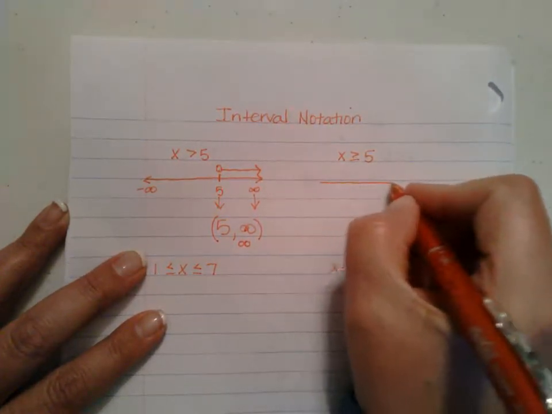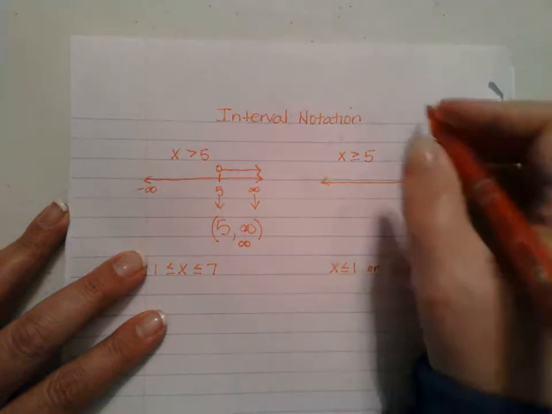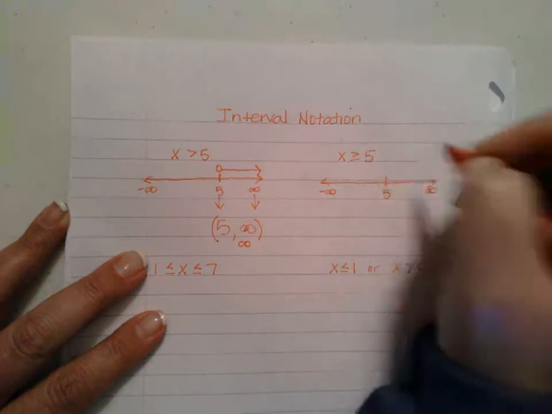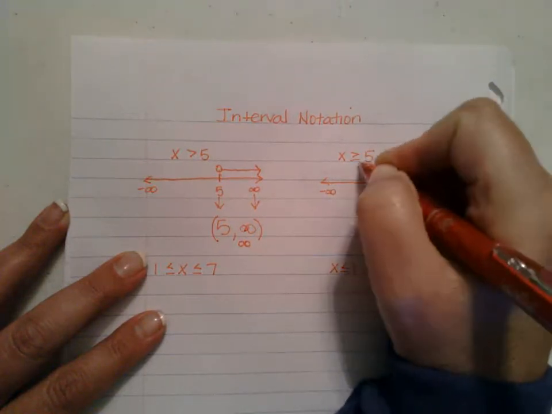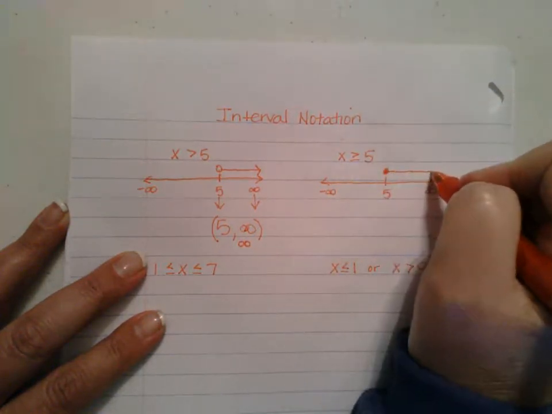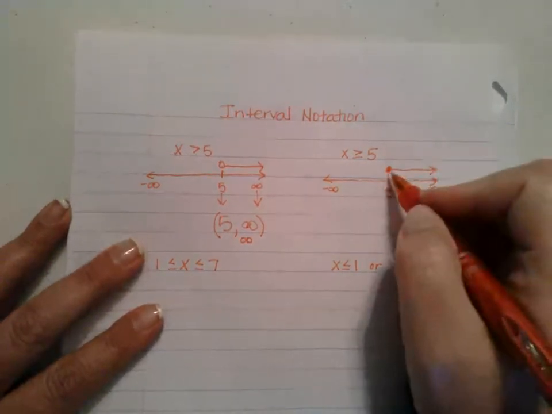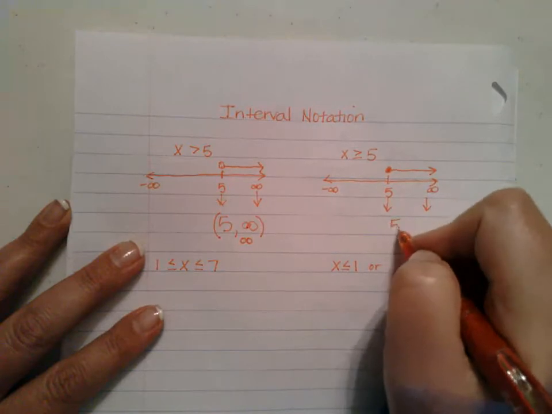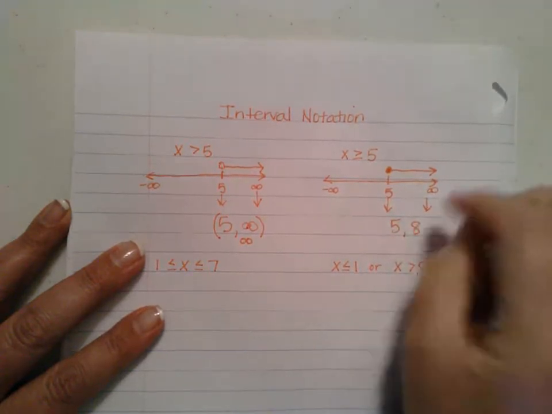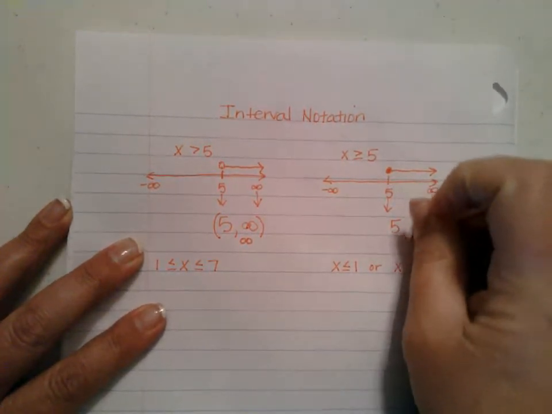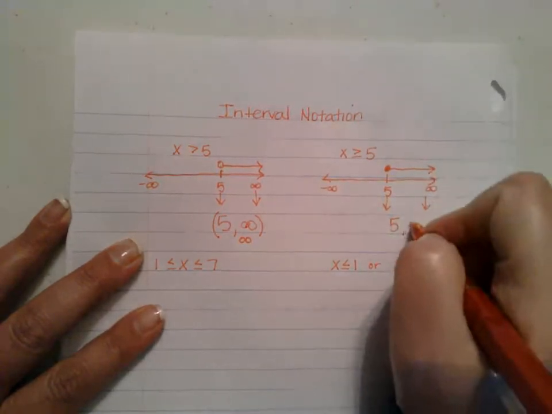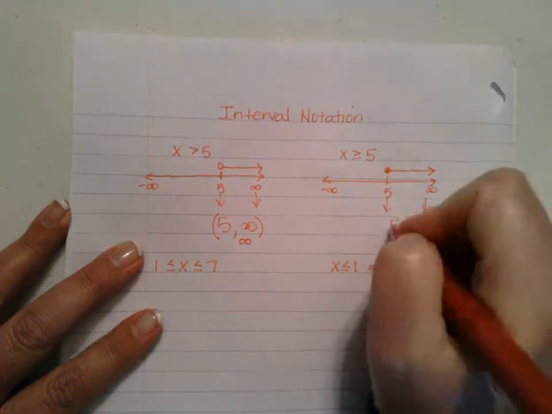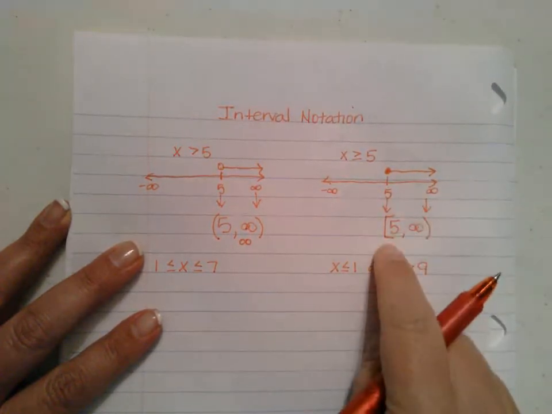Okay, so now let's show you one that has an equal sign. Here's five, here's infinity, here's negative infinity. Since there's an equal sign with this one, we put a solid dot. Whenever you have a solid dot, you're still pulling the numbers down here, just like we said before, with a comma between them. Whoops, it's not eight, it's infinity. And infinity always gets a parenthesis, but when it's solid, you use a bracket that looks like this.